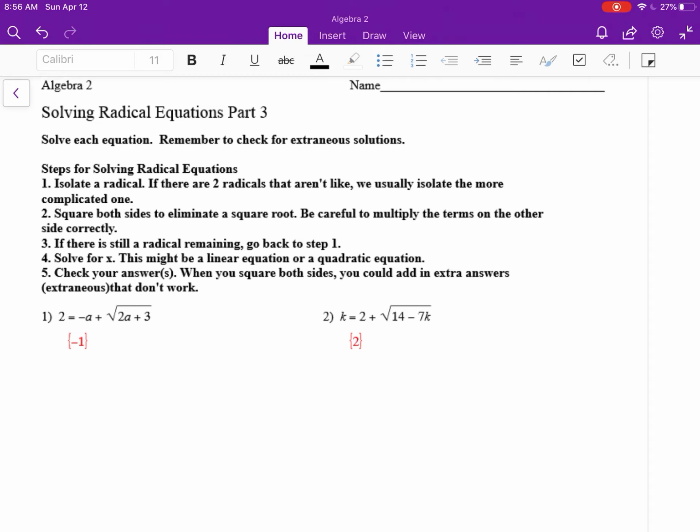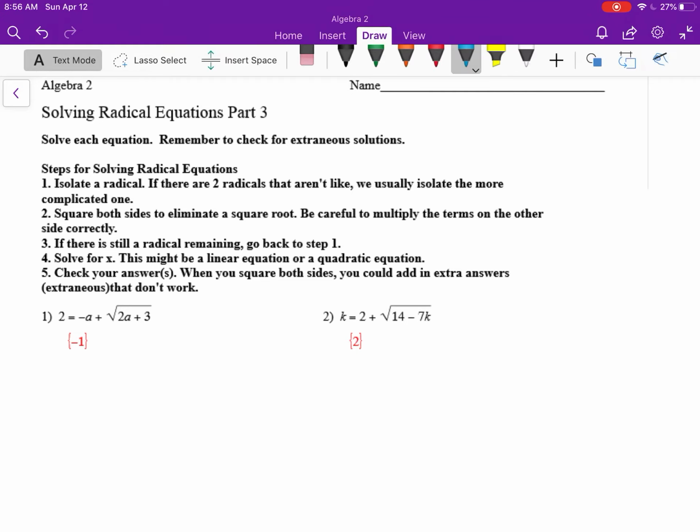So here are the steps. We want to isolate a radical. If there are two radicals that aren't alike, we usually isolate the more complicated one. And I put "usually" in there. We don't always have to do that, but it's normally what we do. We square both sides to eliminate one of the square roots. Make sure you are careful to multiply the other terms correctly. I'll be walking through that and reminding you of a couple things.